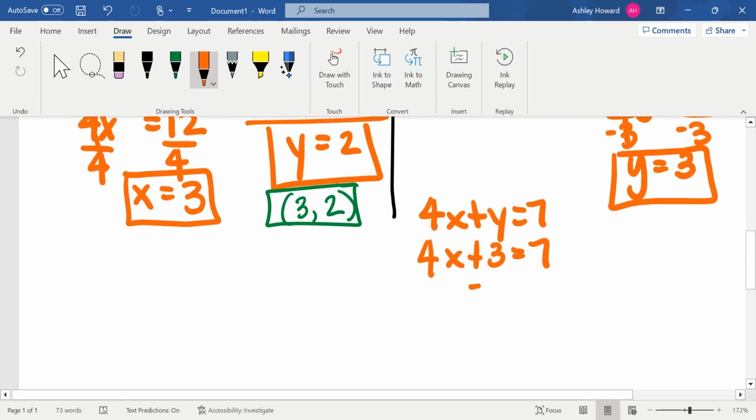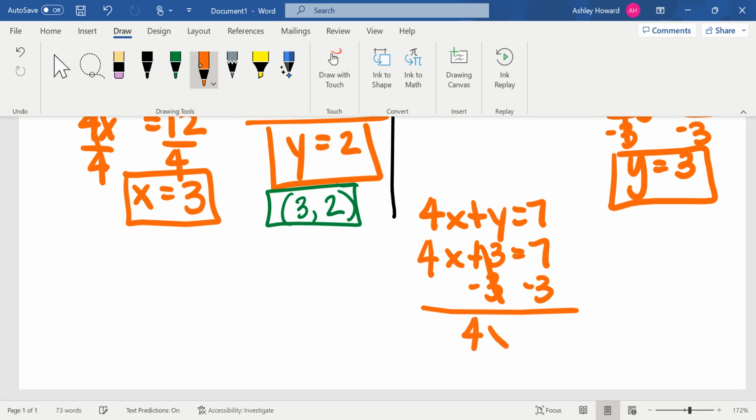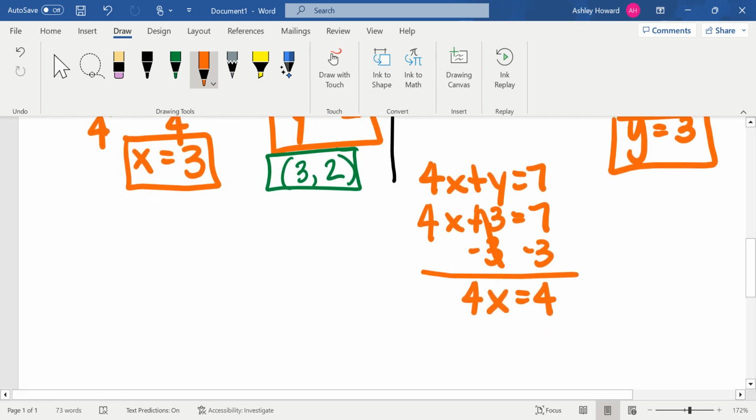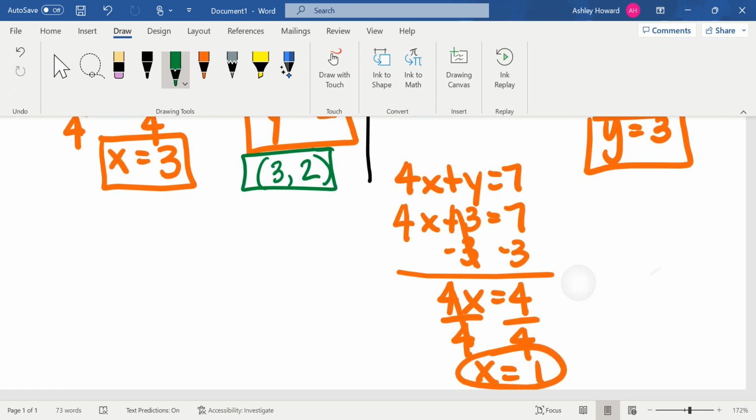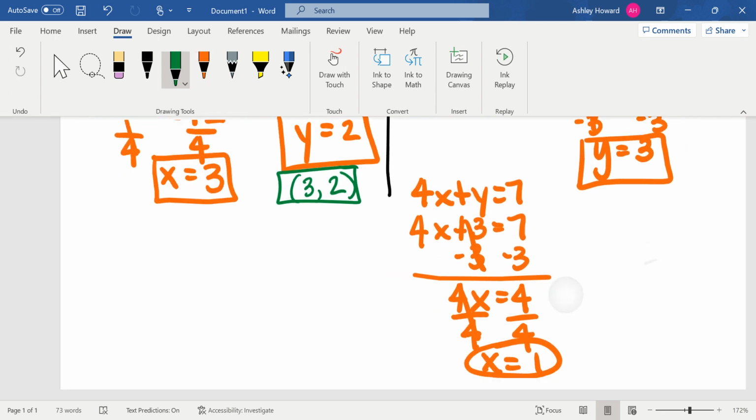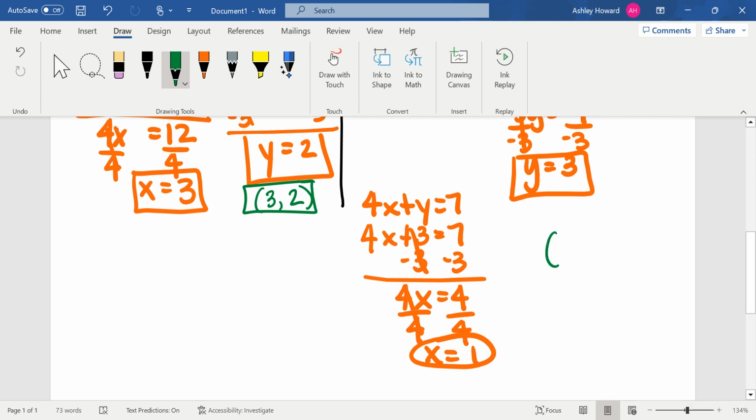And then I'm just going to solve for x. So I'm going to subtract 3 from both sides first, bring down my 4x and my 4, and then I'm going to divide by 4 on both sides. Okay, so my ordered pair for this one would be our y value is 3 and our x value is 1.